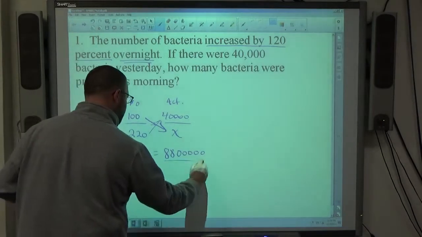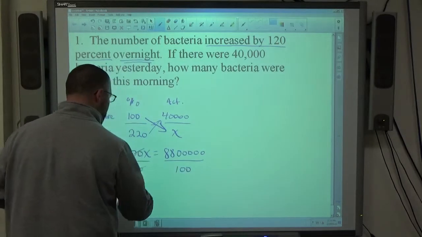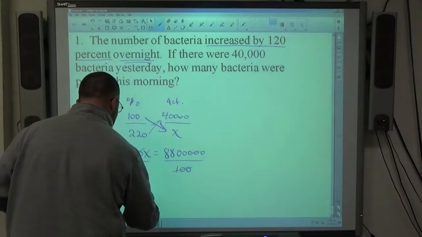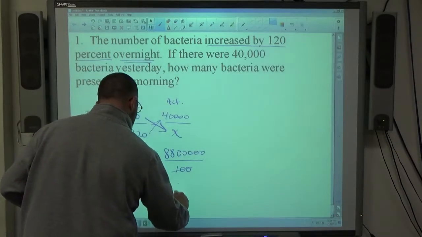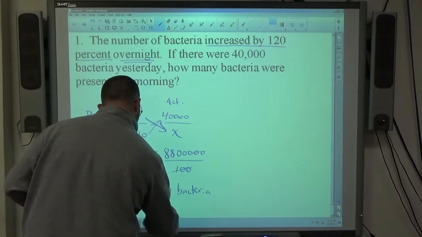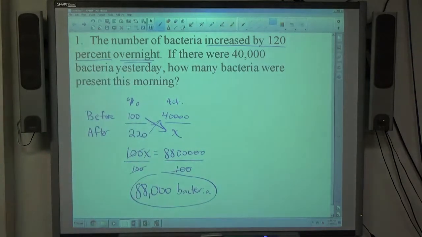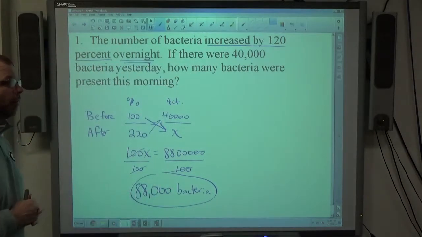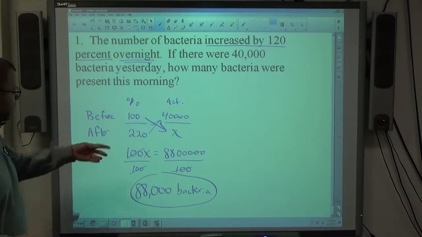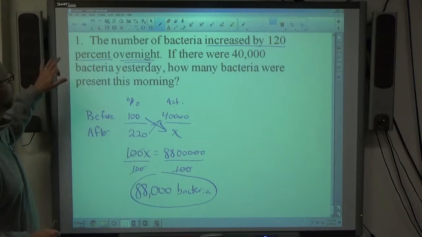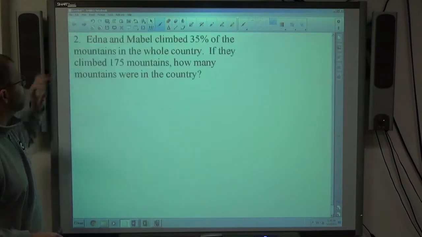Divide both sides by 100. What that does is it chops 2 zeros off of that. So we end up with 88,000 bacteria as the correct answer. A popular wrong answer for this is 48,000. That's because instead of seeing the increase by, we think 120% of. But again, it's 120% increase before 100, increase 120, so now after 220. So be careful of that on problem 1.